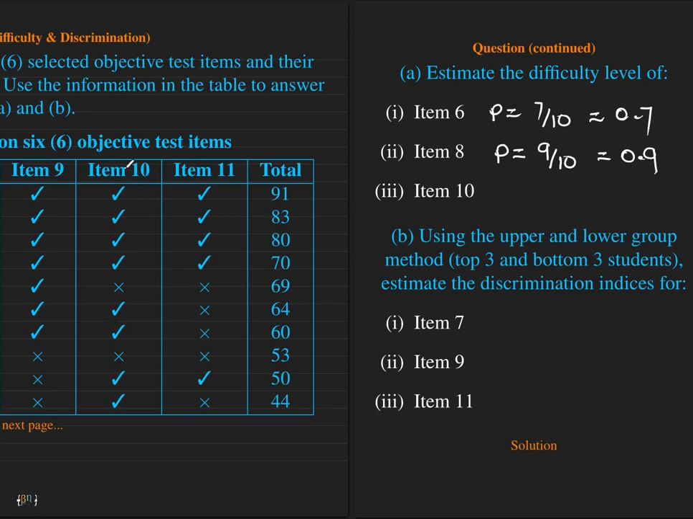Then we come to item 10. So as you can see, item 10 over here, it has 1, 2, 3, 4, 5, 6, 7, 8. So our P is going to be what? 8 all over 10 as well, which would also give us a 0.8.